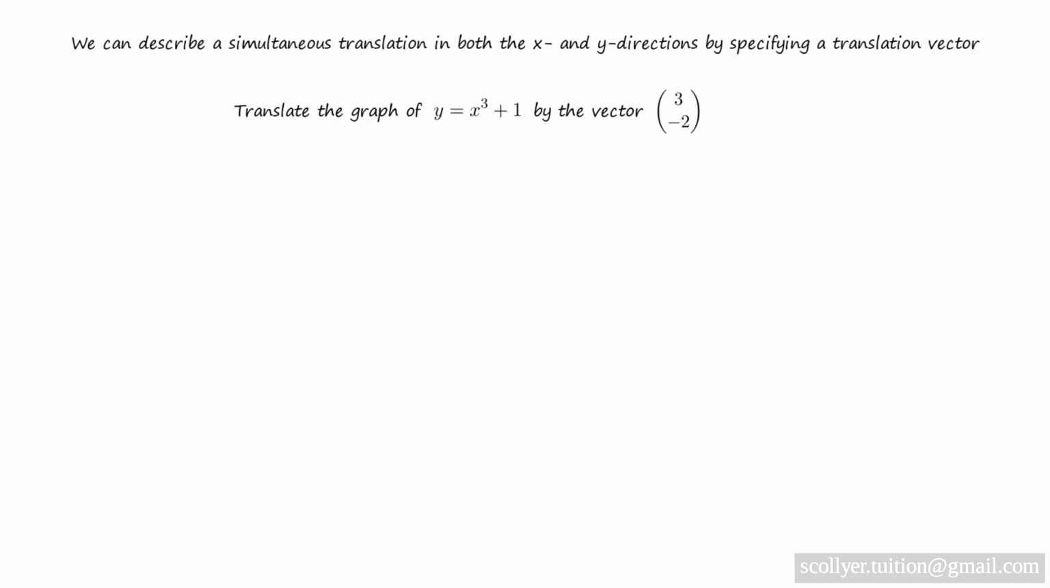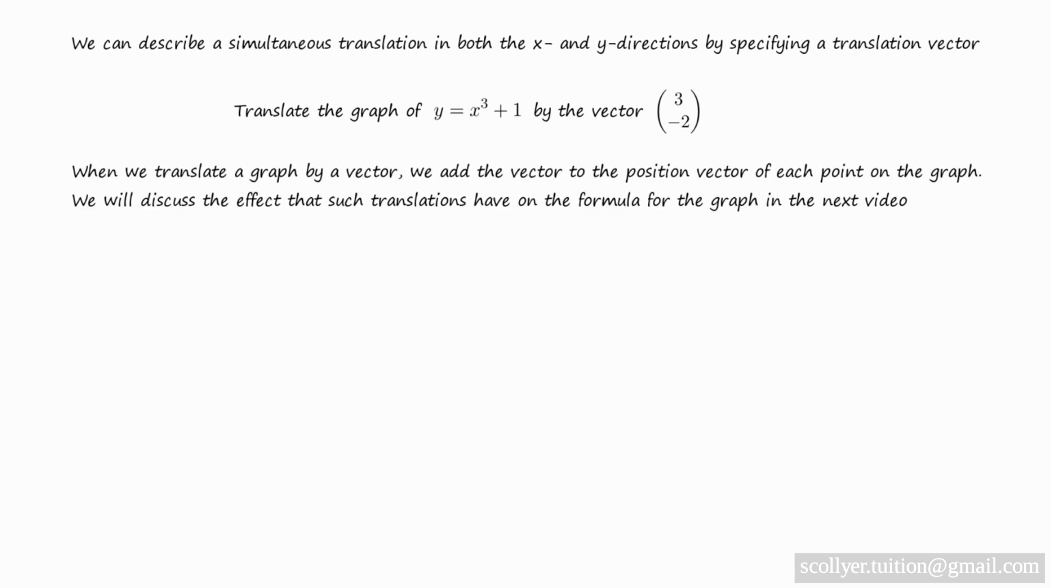Now, we can describe a simultaneous translation in both the x and y directions by specifying a translation vector. So, for example, you may see a question like, translate the graph of y equals x cubed plus 1 by the vector 3, minus 2. When we translate a graph by a vector, we are adding the translation vector to the position vector of each point on the graph. And we will discuss the effect that these translations have on the formula for the graph in the next video.